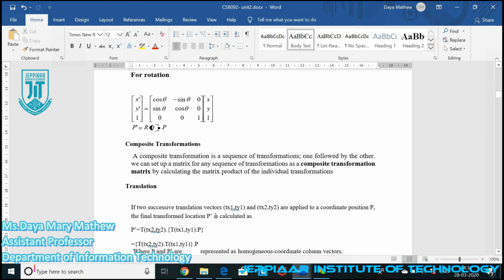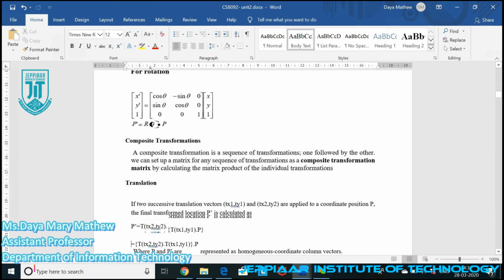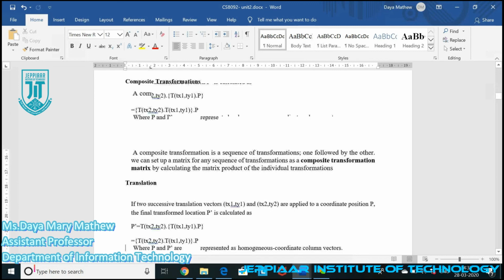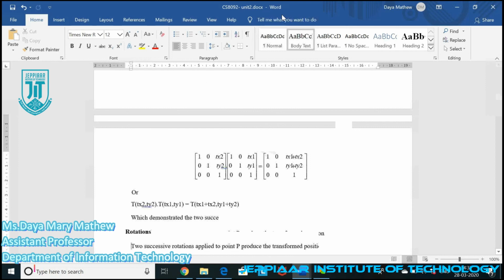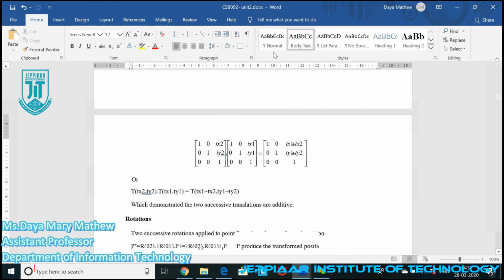Now if you want to see how it is calculated, this is the translation matrix for tx2, ty2, and this is the translation matrix for tx1, ty1. When they are multiplied, what happens is the translation vectors are added.